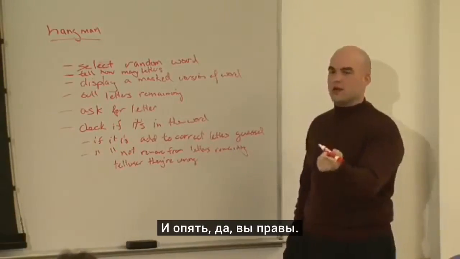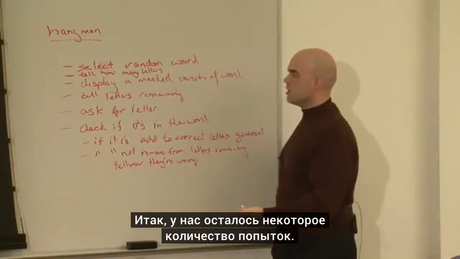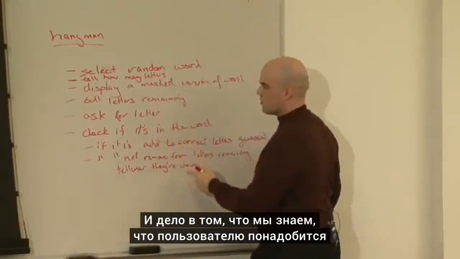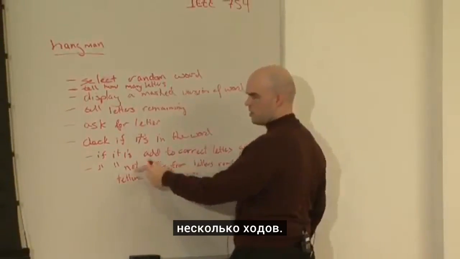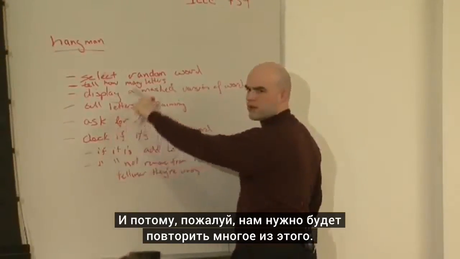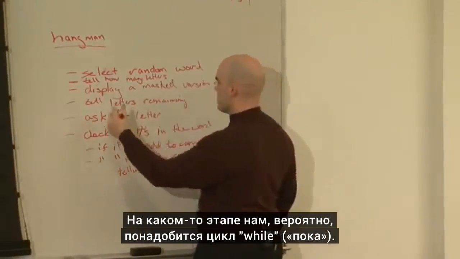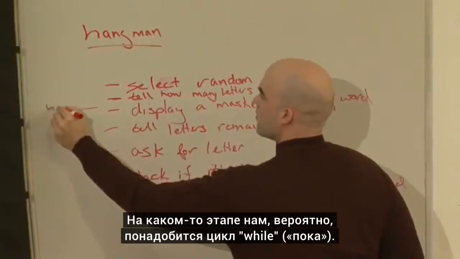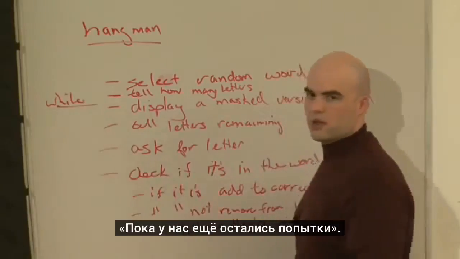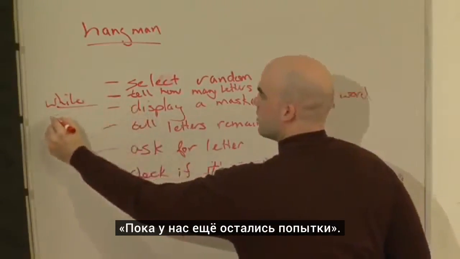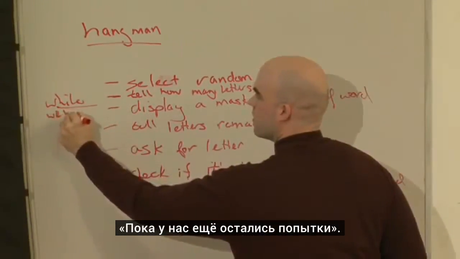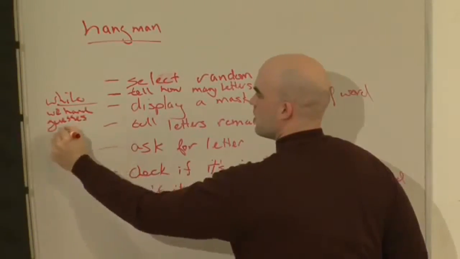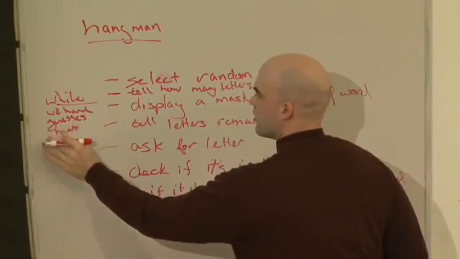So again, yeah, you're right. We have a number of guesses that are remaining. And the thing is that we know the user has a certain number of turns. So we're probably going to repeat a lot of this, right? So at some point, we probably want to have a while. And we'll just say while we have guesses remaining.